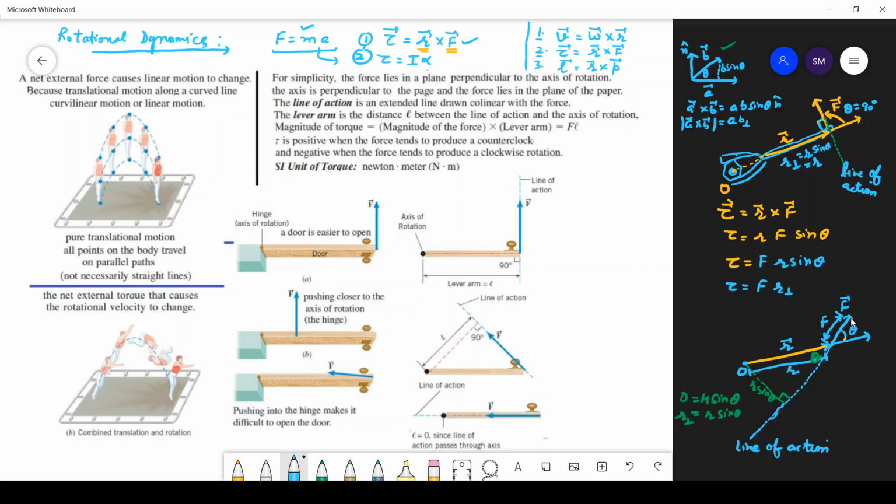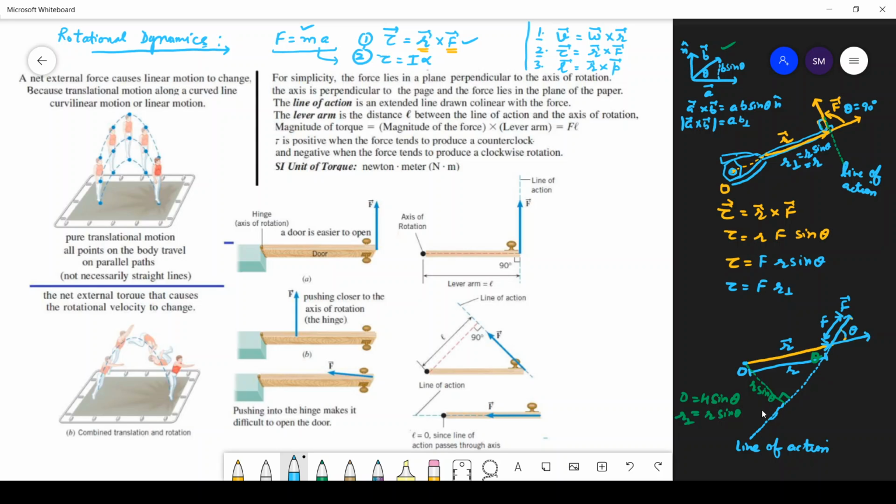So draw the line of action, and from the axis of rotation draw a perpendicular on it. You'll get the perpendicular distance R. See, this is your line of action. So what is the shortest distance from the axis of rotation to the line of action? This is also a distance, but this is the shortest distance, the distance between the axis of rotation and the line of action.